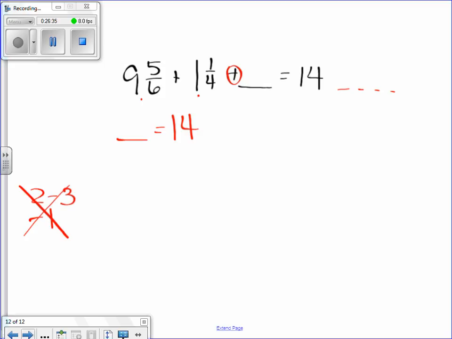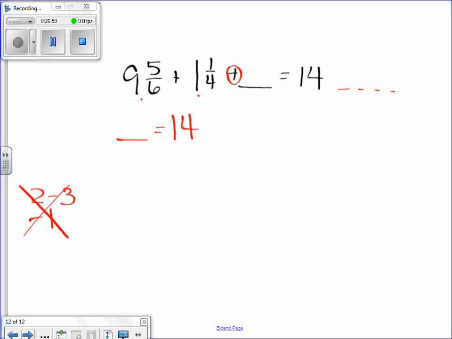Subtract. Can't you just add 9 and 5/6, and 1 and 1/4, and then subtract that from 14? Sure. Isn't that what I'm going to do when I move them over here? Yes, that's what I'm going to do. But see, you're doing the same thing I'm going to end up doing over here. Okay. Would you ask me? Yes.